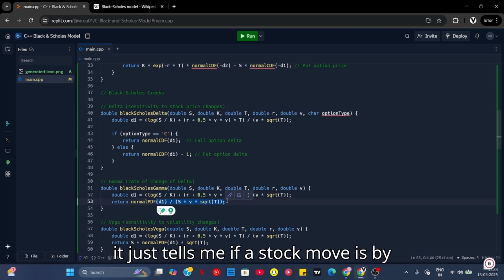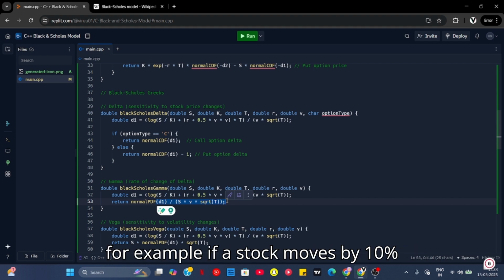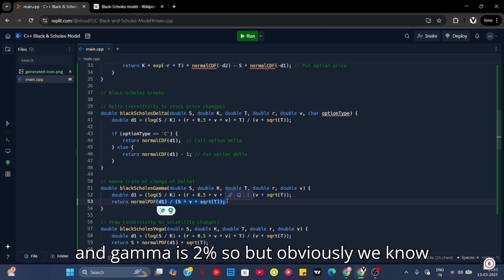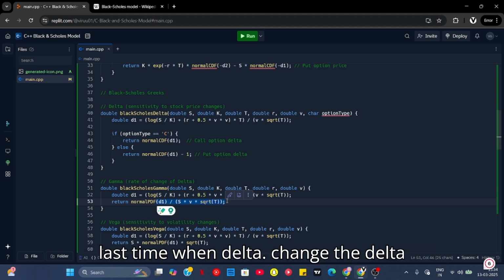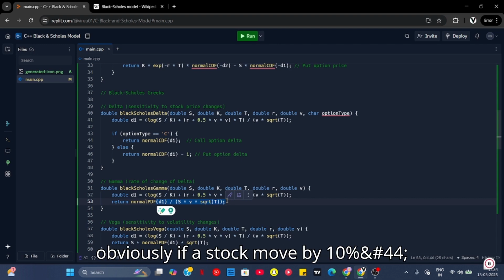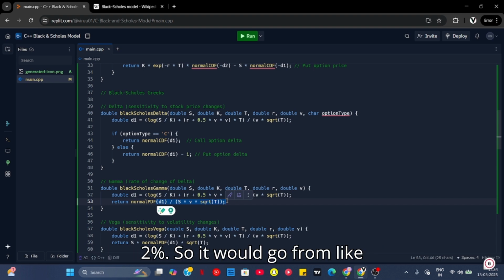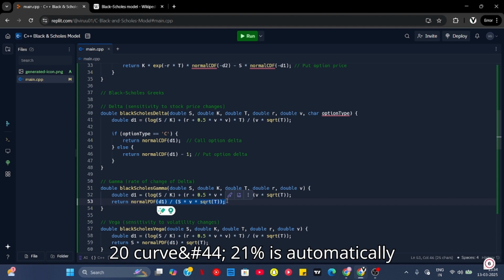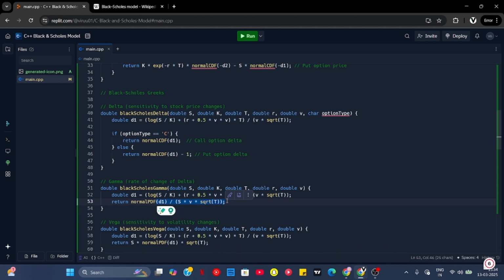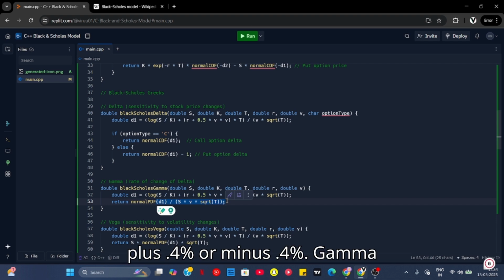So it just tells, if a stock moves by 10%, how much delta would change. For example, if the stock moves by 10% and gamma is 2%, then obviously delta, which was 20%, will change either plus 2% or minus 2%. So 1% of 20 is 0.20%, and 2% would be 0.40%. Basically, it will move plus 0.4% or minus 0.4%.